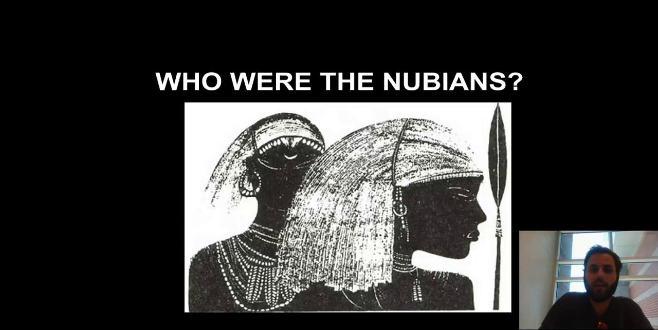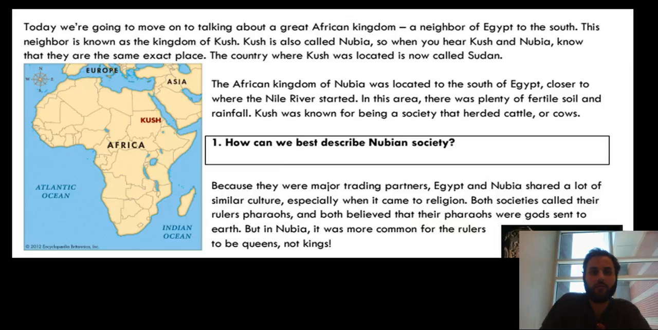Today we're going to be answering the question, who were the Nubians? Today we're going to move on to talking about a great African kingdom, a neighbor of Egypt to the south. This neighbor is known as the Kingdom of Kush. Kush is also called Nubia. So when you hear Kush and Nubia, know that they are the same exact place. The country where Kush was located is now called Sudan.